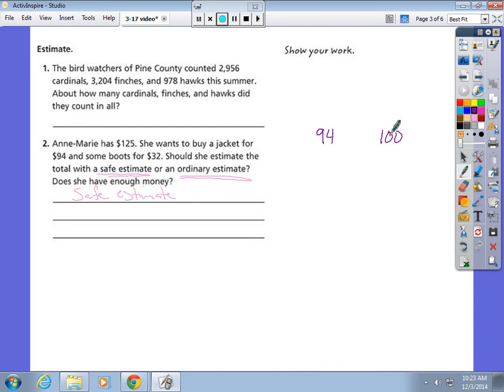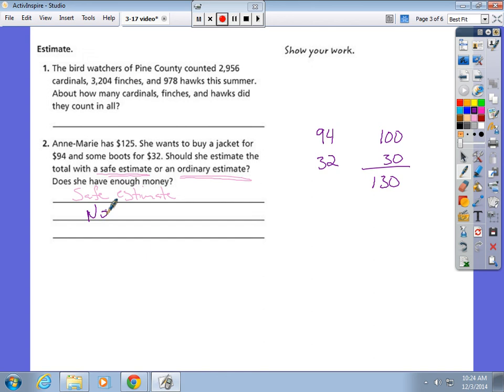Now, she wants some boots for $32. We could call it 30. We could call it 35. 35 would be the safest, but I think I'm going to call it 30 just because I know I went up by 6 over there, so we'll just call it 30. And so when we add those two together, we need $130 to purchase those items. She has $125. Does she have enough money? No. No, she does not.